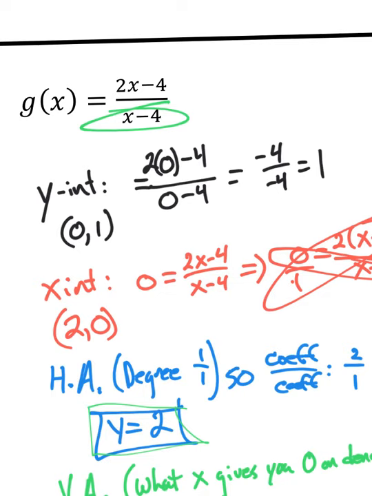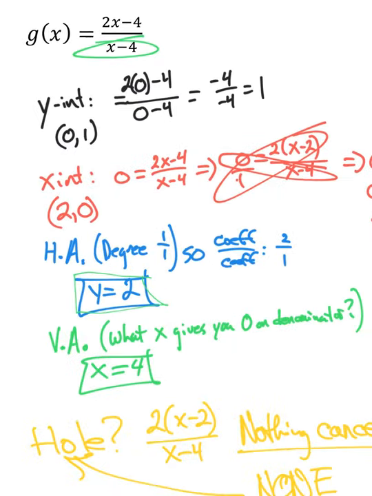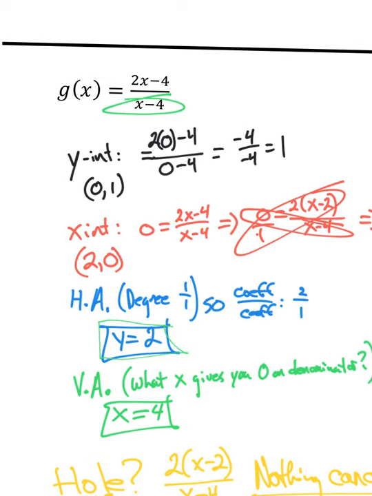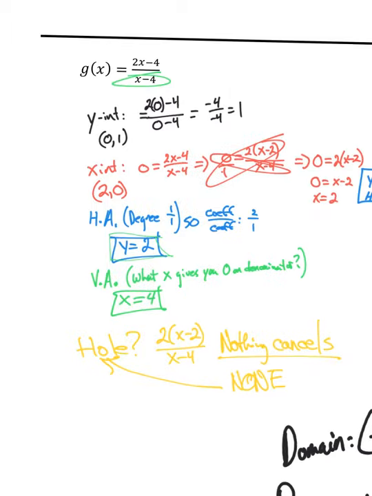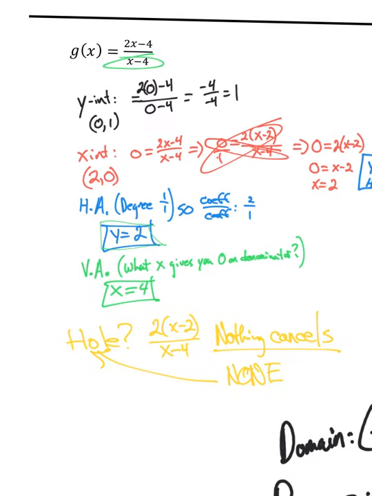Okay. Vertical asymptote: what gives you 0 in the denominator? That one's a little easier. That would just be what x value gives you 0 down here. That would be a positive 4. Hole, there is no hole, because there is nothing that cancels out. So there, you would write none if they asked you if there was a hole.